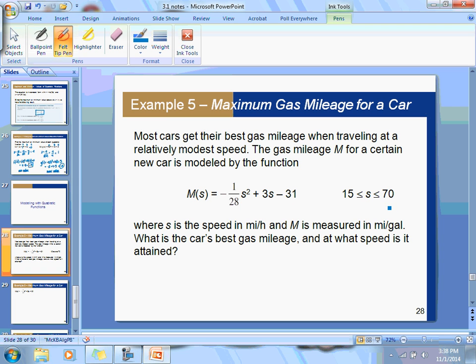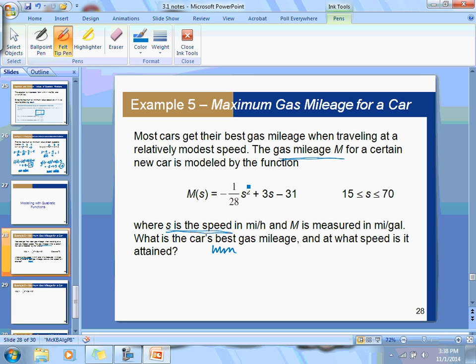So this is the speed that the car has to remain between. It has to go more than 15 but less than 70. And M is measured in miles per gallon. So again, remember, M is the gas mileage and S is the speed. So remember, as you read these problems, take a moment and just make sure you understand what everything is. Okay? So they're asking us to find what is the car's best gas mileage and at what speed is it attained. Now the key word there is best. And since this function that they gave us is a quadratic function, we know that we're going to get some sort of parabola.